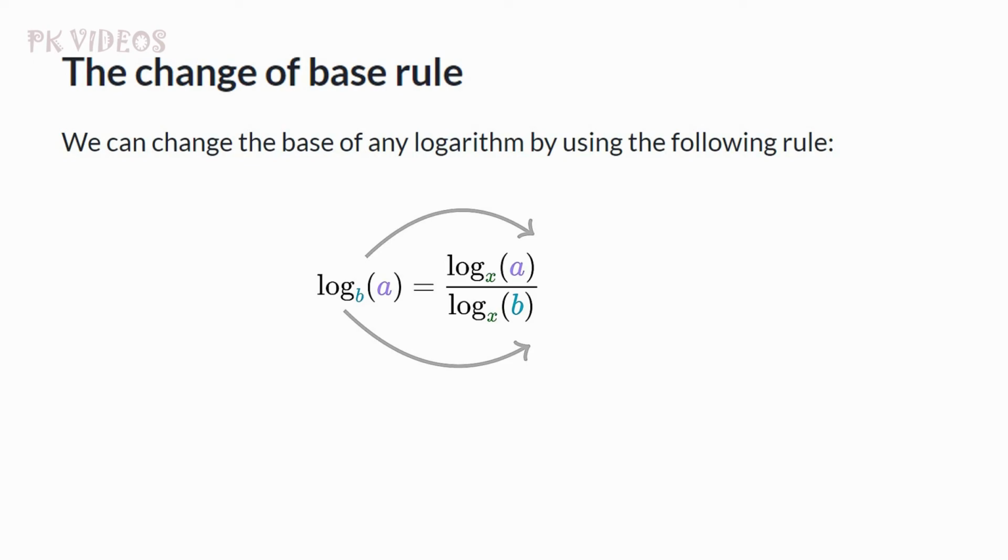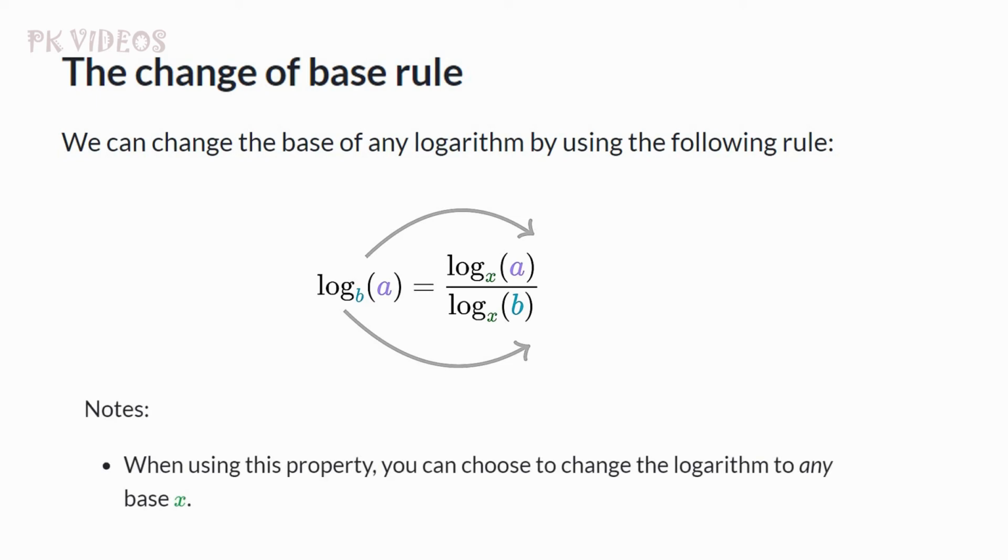We can change the base of any logarithm by using the following rule. Here if we have something like log a to the base b and we cannot solve it, we cannot get a rational value for this one. So in this case we can change the base to x. When you change the base to x, we can write it as log a to the base x divided by log b to the base x. Here the original argument will take the place of the argument in the numerator and the original base will take the argument place in the denominator.